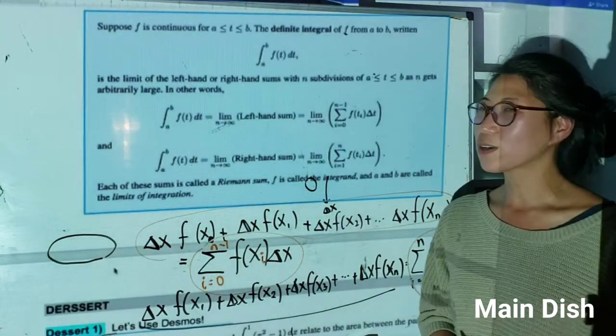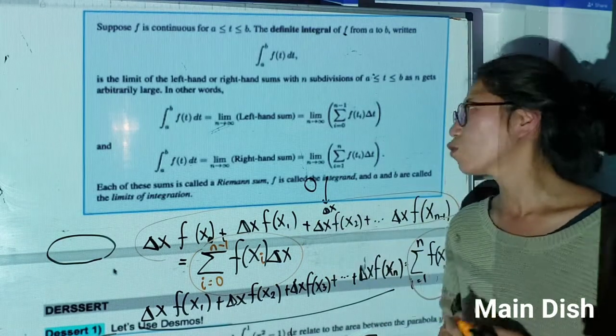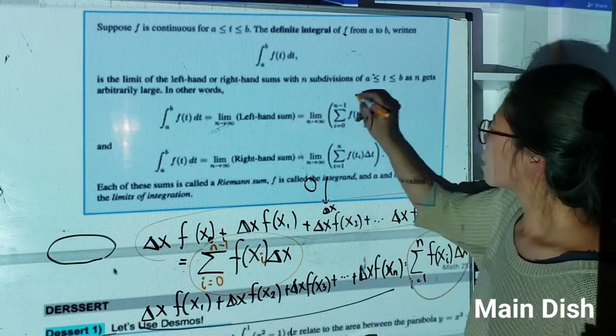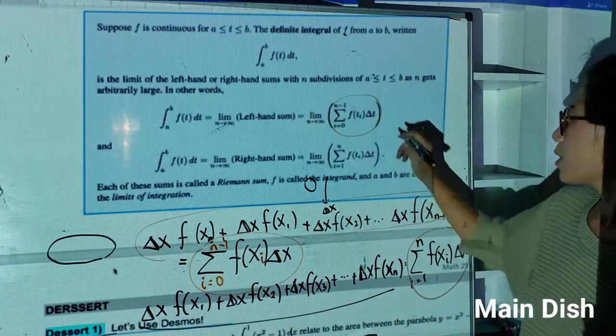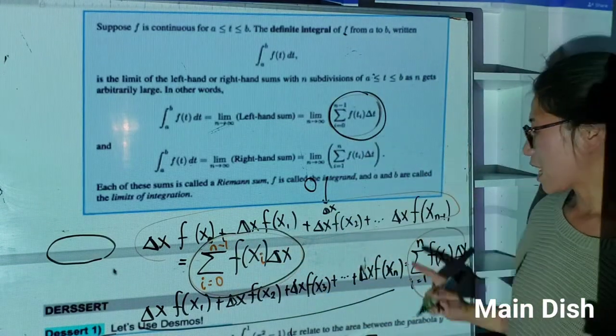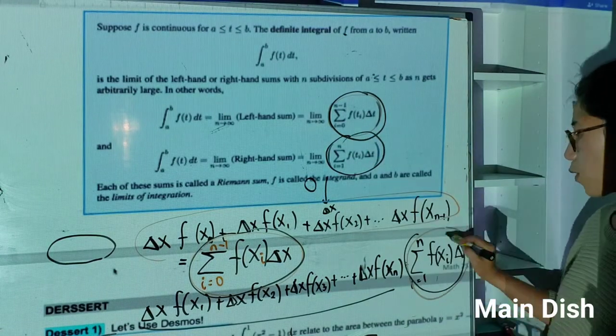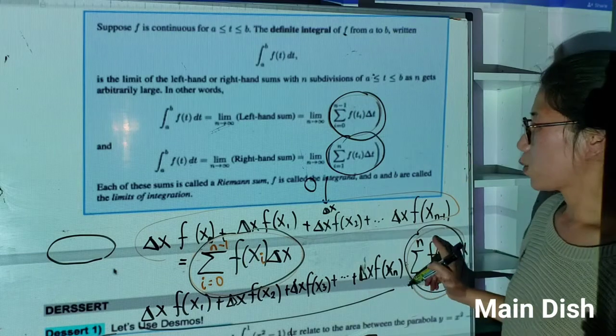So class, let's just summarize what I just talked about previously. Previously, all those rectangles, when you add them, as you see, it becomes this notation. Notice that where we saw this one, it's right here, right? Same thing. And then the next one, if you look at this, you saw it right here as our right hand sum, exactly the same notation.